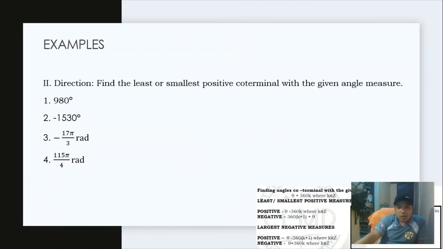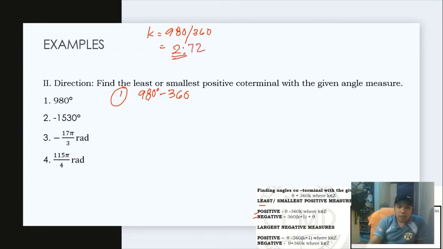Then find the least or smallest positive coterminal angle with the given angle. So least, ito. Kapag positive, ito ang gagawin dyan. Pag negative, ito. So, the angle, number 1, 980 degrees minus 360, and ano yung value ng k? So, k is actually 980 divided by 360. K is actually 2.72. So, 2 yung value ng k. K is equals to 2. So, dito is, 980 degrees minus 360 degrees.